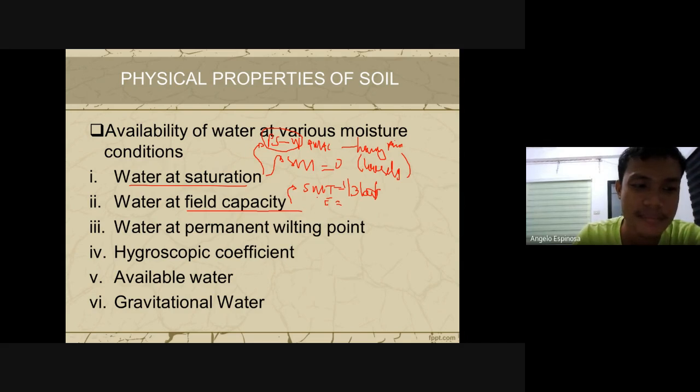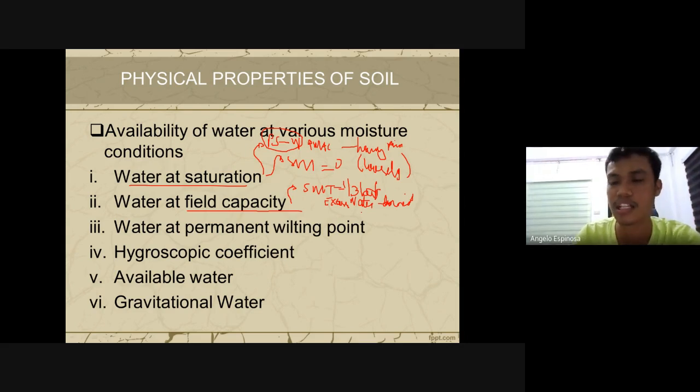And so, we have SMT equals to 1/3 bar. Ulitin ko. Ito ay nag-occur siya when the excess water has drained already. So yung excess water po, is already drained. Unti-unti siyang nade-drain, from the large pores, after a period of saturation, and only water at the smaller pores is left. So, ibig sabihin sa large pores po, nade-drain na po yung water sa 1/3 bar. Pero pag sa smaller pores, meron pa pong natitira na mga moisture or water.